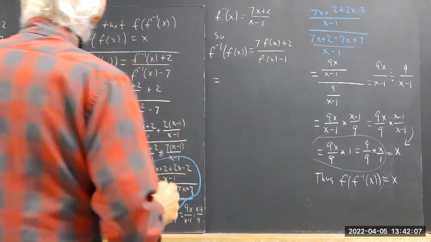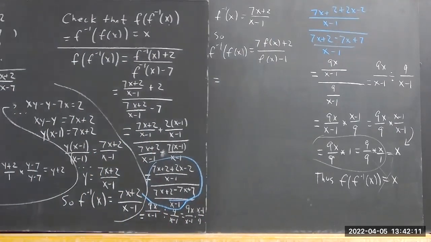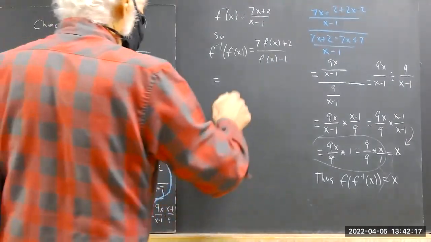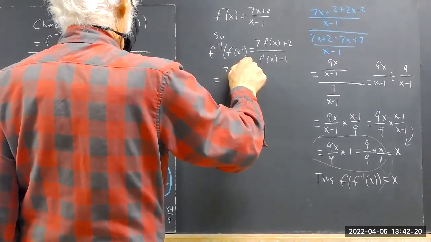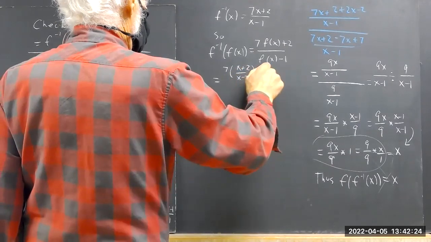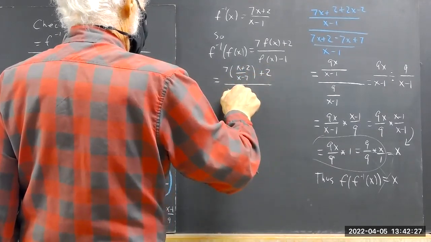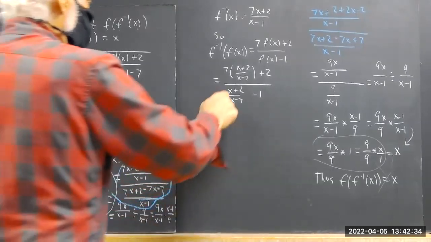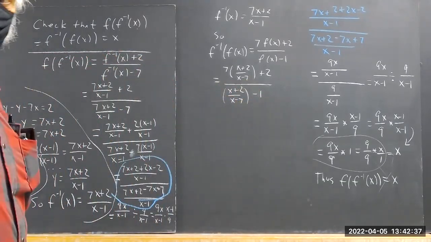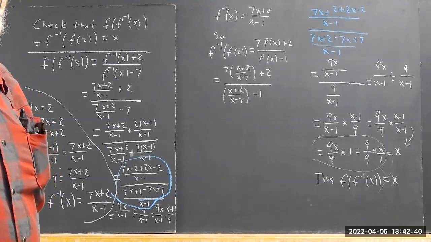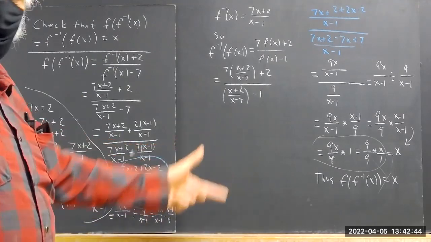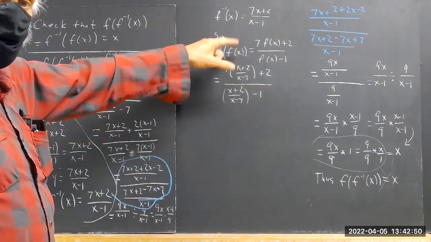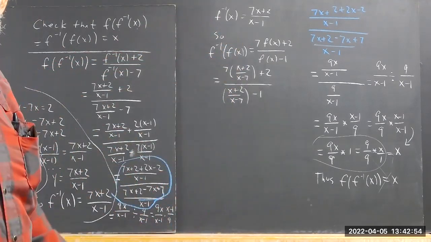And of course, now f of x, we know from originally, f of x was x plus 2 over x minus 7. That equals this. Okay. Now I will go ahead and write this out, but I'm going to skip some steps. From this point, you ought to be able to substitute in here. You'll need to be able to substitute in here and then do the algebra. Okay.